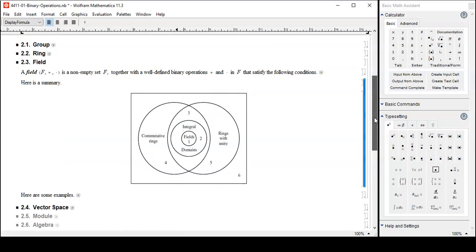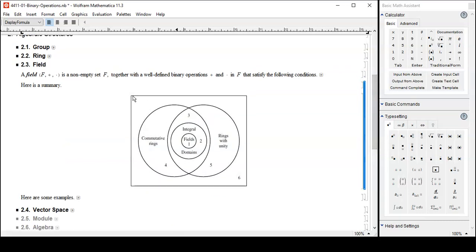In summary, we have this kind of Venn diagram. The big box is ring, and then we have commutative ring here, and rings with unity there. And then in the middle, we'll have commutative ring with unity. And then restricting further inside, we have integral domains. Fields go even further, so that's something very powerful.